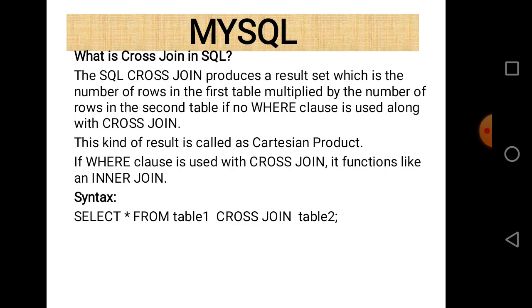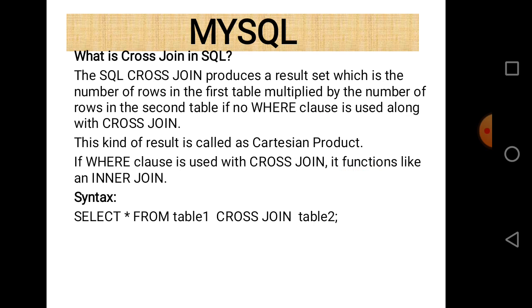And the last one is cross join. So cross join basically reflects the Cartesian product of two tables. The SQL cross join produces a result set which is the number of rows in the first table multiplied by the number of rows in the second table. And if no where clause is used with cross join, this kind of result is called a Cartesian product.